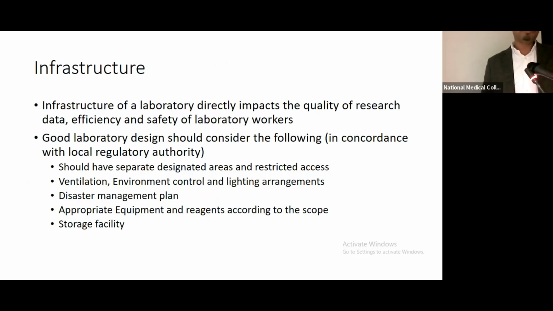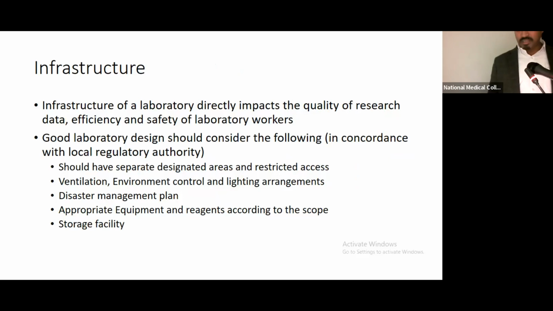So as I told you, in infrastructure, it gives broad guidelines, and it says it should have separate designated areas and restricted access to the testing place. There should be proper ventilation, environmental controls, and lighting. And there should be a proper disaster management plan.